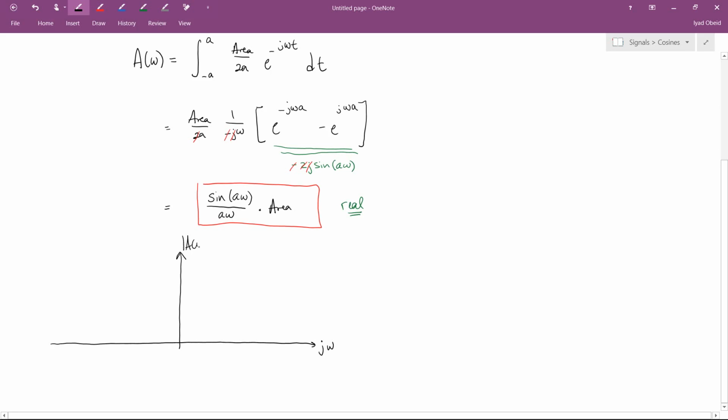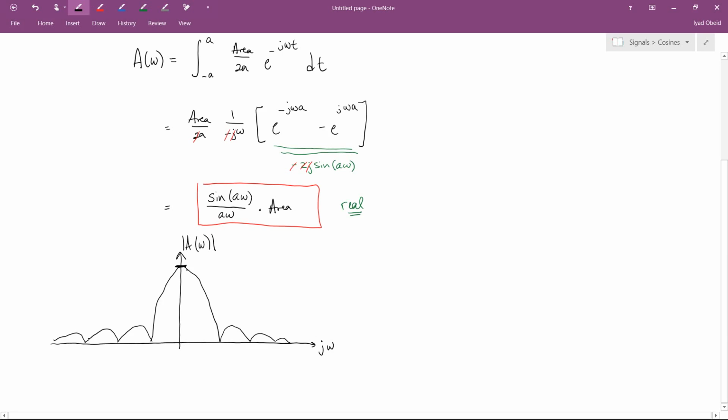So this is the magnitude of A of omega, and it's going to work as such. The sinc function always has a shape that looks like this. You can imagine that it's sort of a sine function where the amplitude of the sine function is inversely proportional to omega. So you can see that as omega gets bigger, the sine amplitude gets smaller.